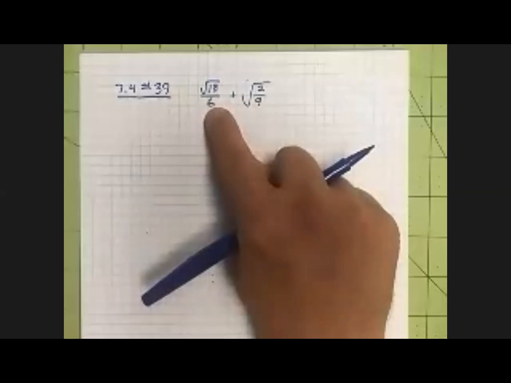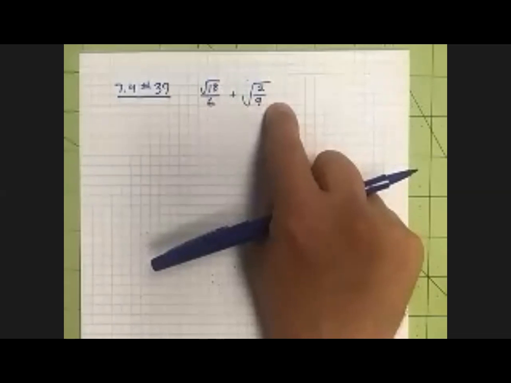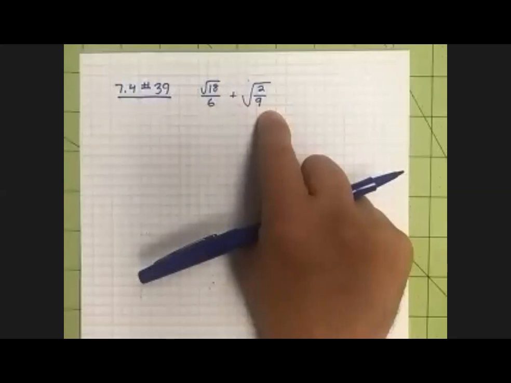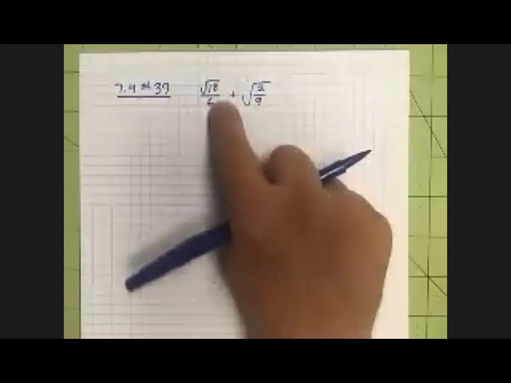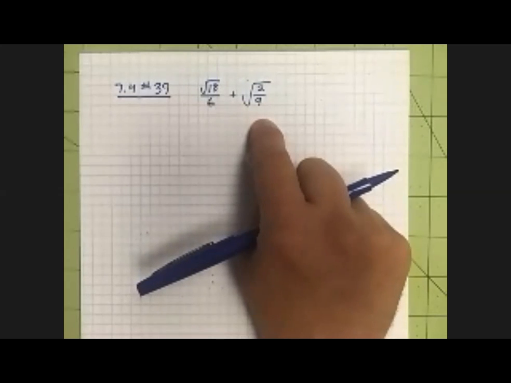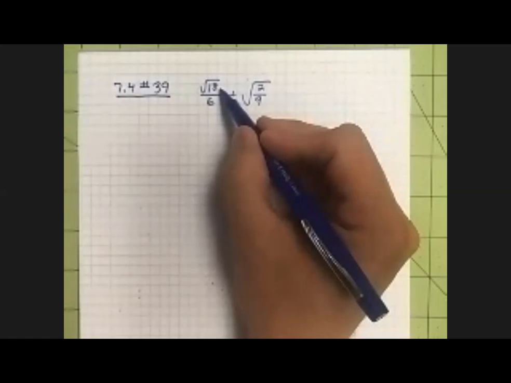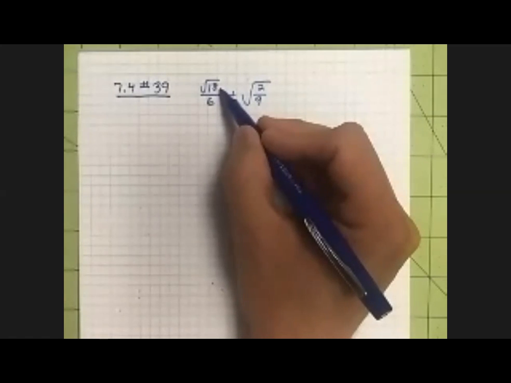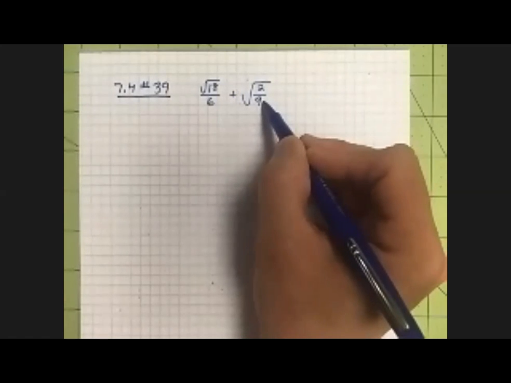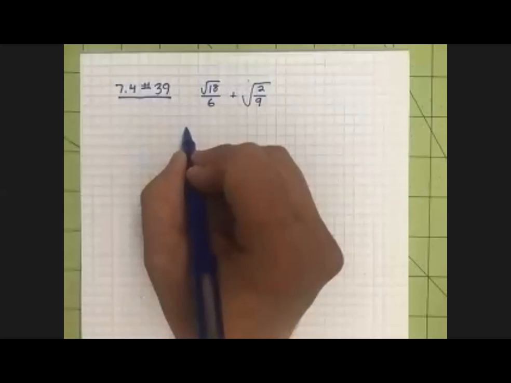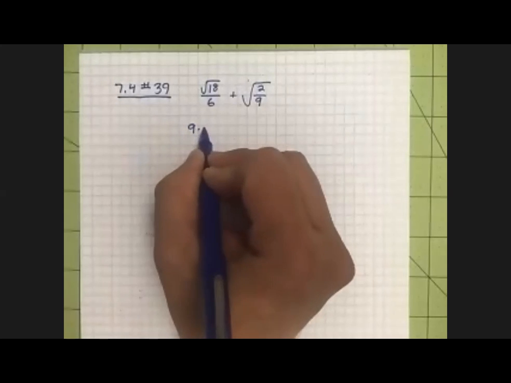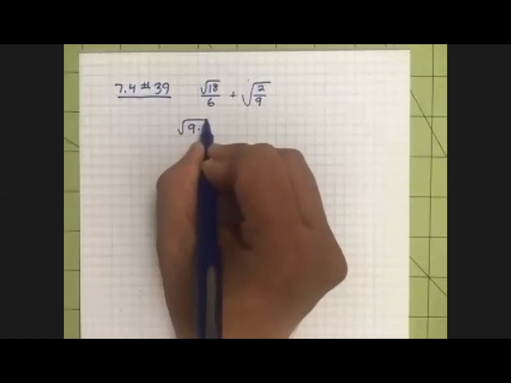Okay, let's say the square root of 18 over 6 plus the square root of 2 over 9. Can these be combined in any way? What does the inclusion of the fractions here do to the problem? Well, I certainly see things that I can simplify. I know there's a perfect square inside 18 called 9, and I see a perfect square of 9 right here. So I could begin by concentrating on those perfect squares.